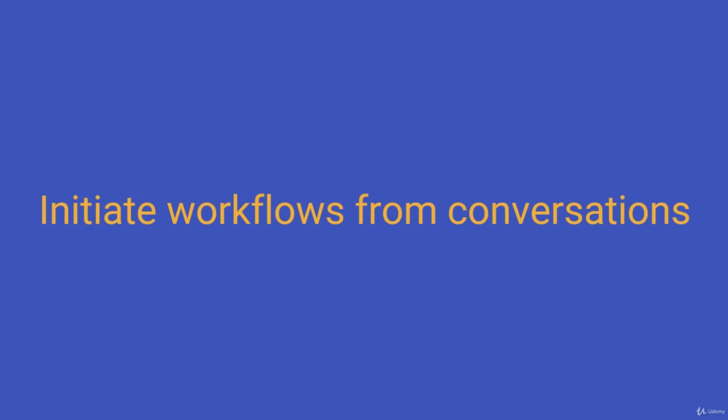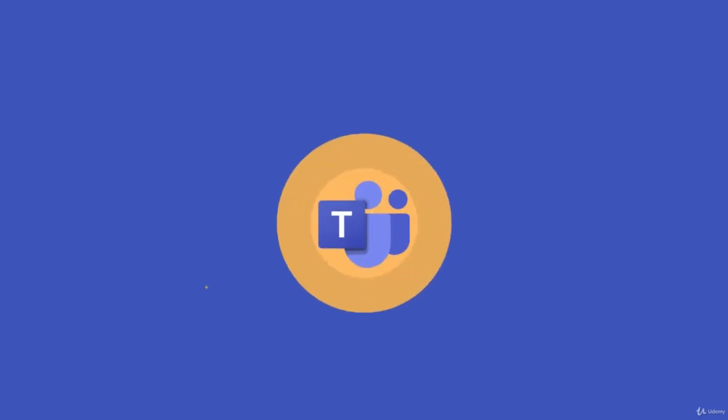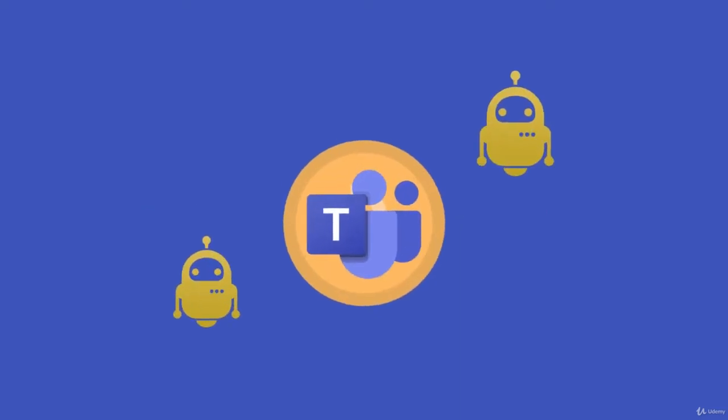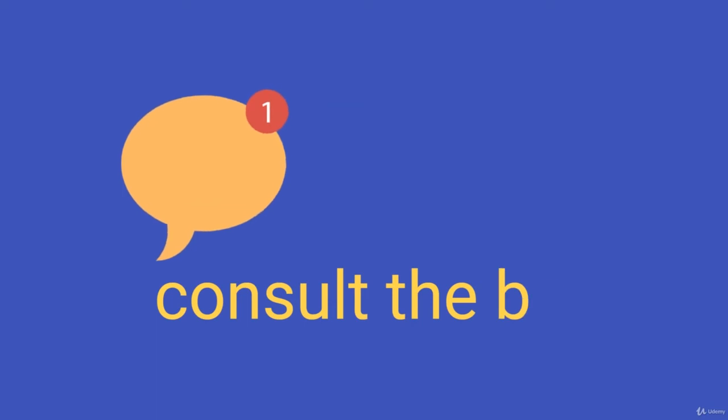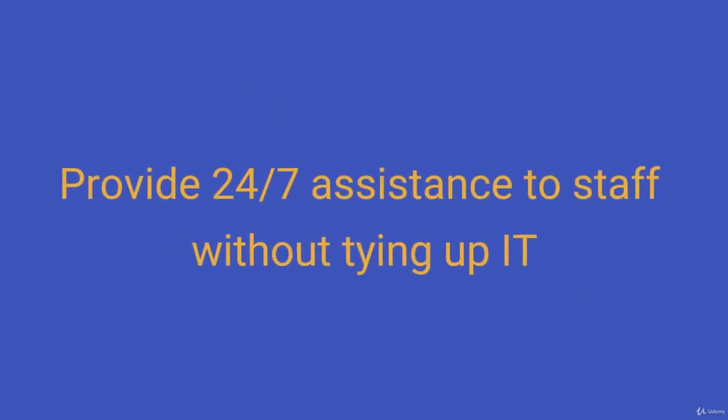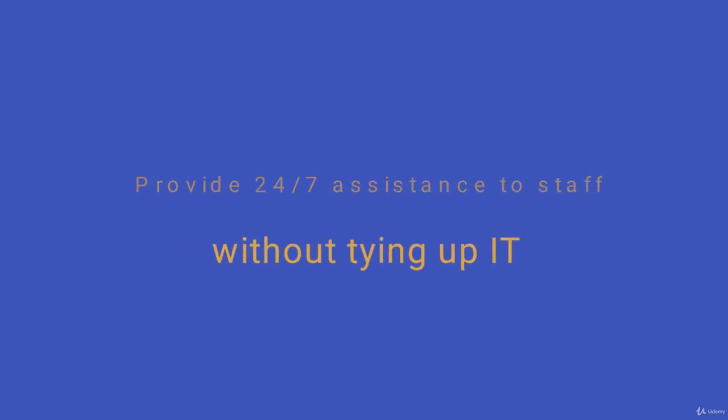Try automating some of your low-level business processes using Teams bots, like calculating holiday time left, so your personnel staff can focus on more complex tasks. That way, instead of having to communicate with a time-pressed employee, your staff can consult the bot, which can perform a series of pre-programmed steps to calculate how much vacation time they have available. Provide 24/7 assistance to staff without tying up IT.